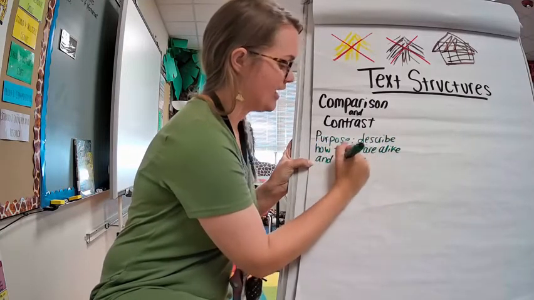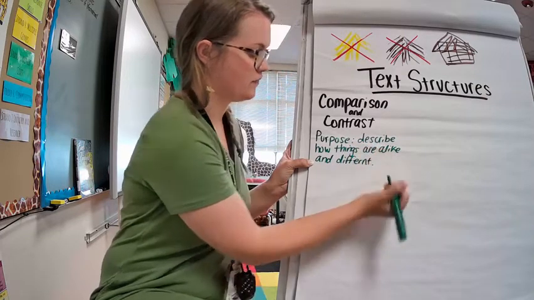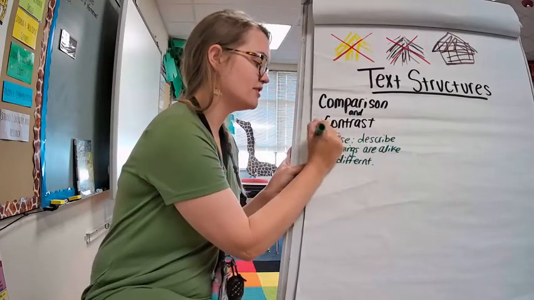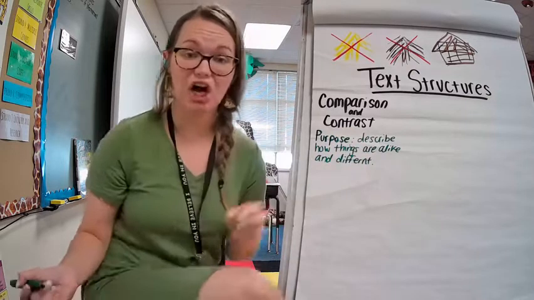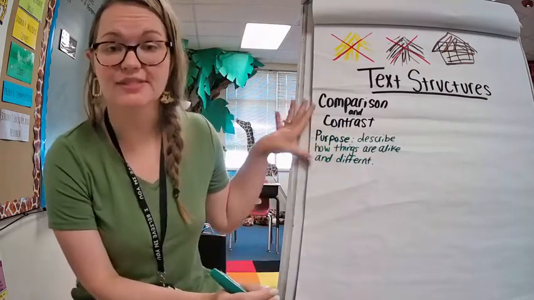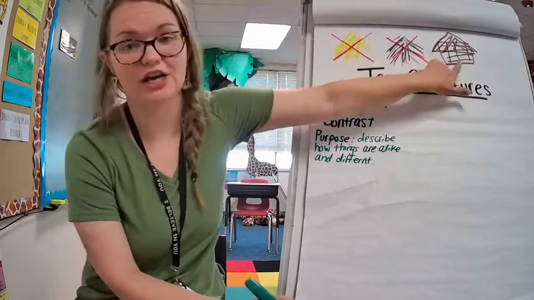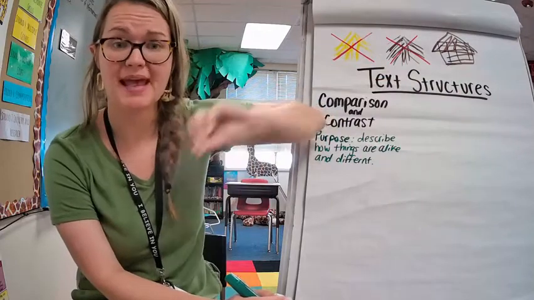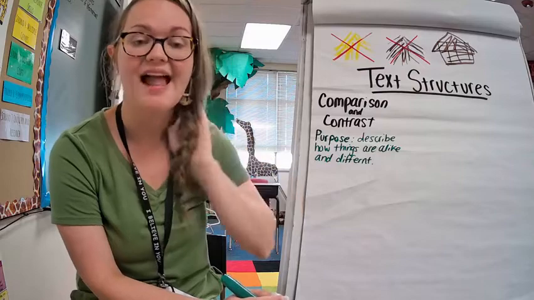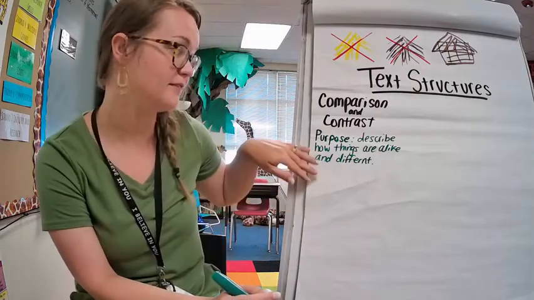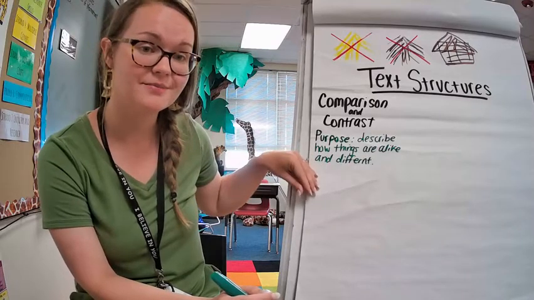For example, if I'm writing an informational text about the similarities and differences between alligators and crocodiles, I'm probably going to use compare and contrast to set up my informational text. That would make it very structurally sound. The reader would be able to easily see the things that are similar between crocodiles and alligators and the things that are different. And I would be able to fulfill my purpose of describing how things are alike and different.